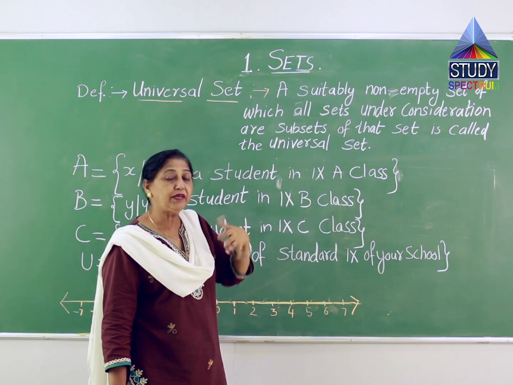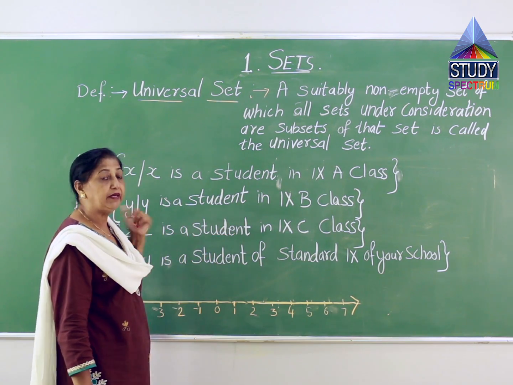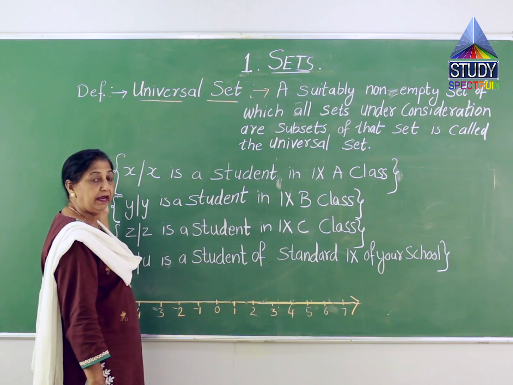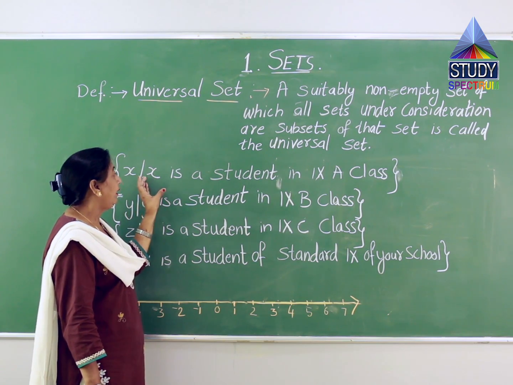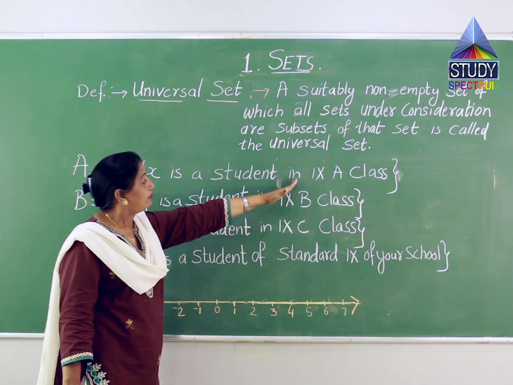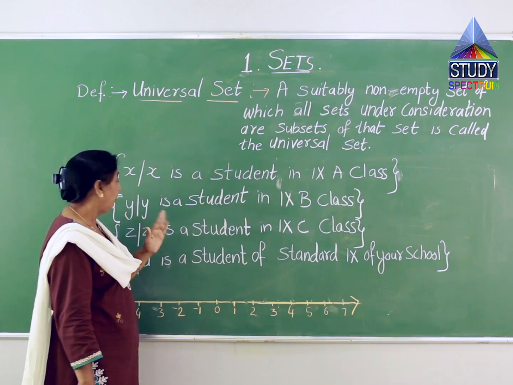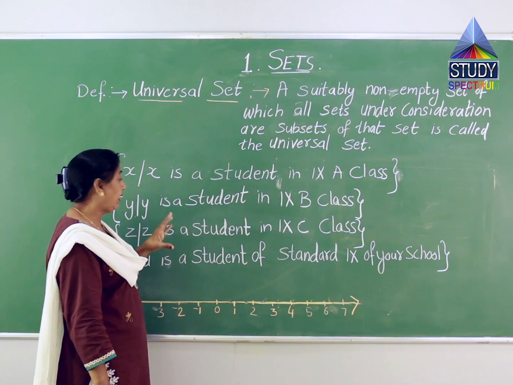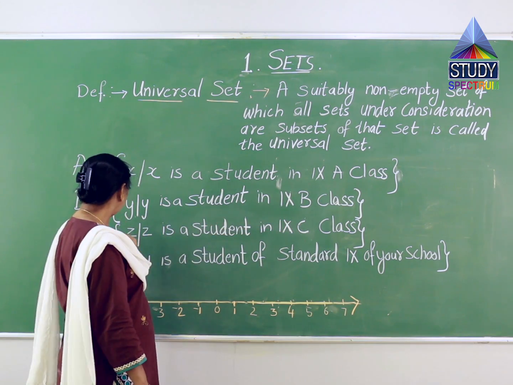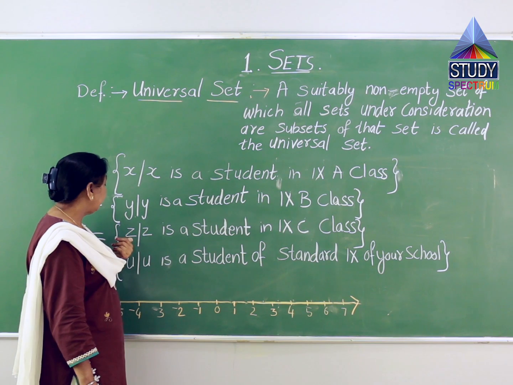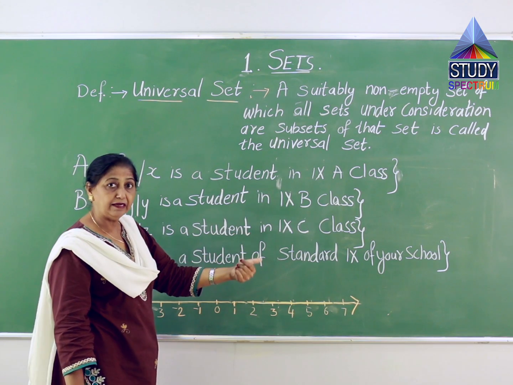Let me explain in a detailed way by giving you this example, which is already there in your textbook. Now A is a set which has x elements, and x is a student in 9th A class. Then there is another set B which consists of y elements, and y is a student in 9th B class. There is a third set, C, which contains z elements, and z is a student in 9th C class.